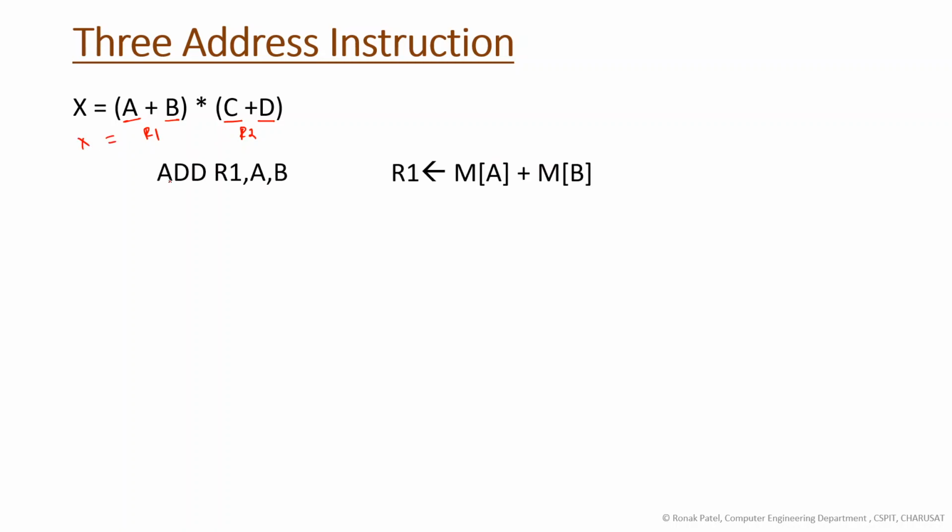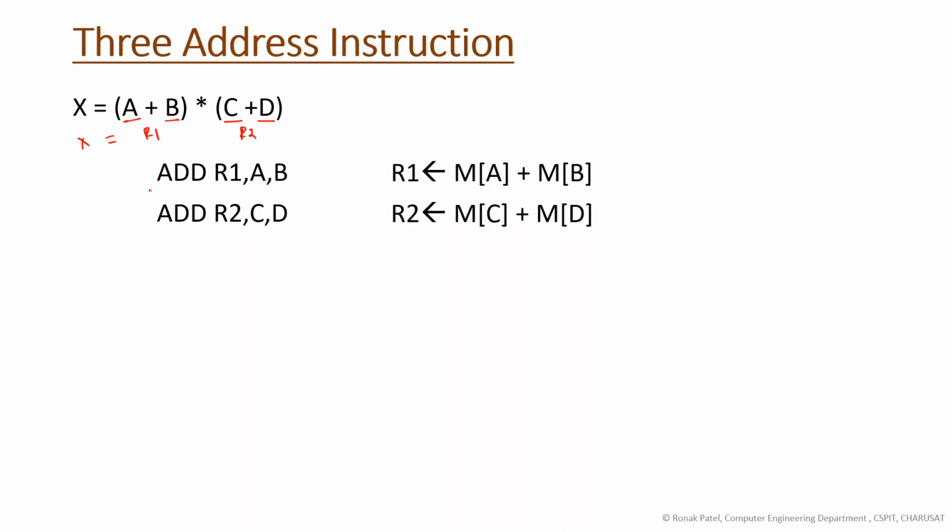Let's see this. So add R1 comma A comma B. So what will this instruction do? It will take the value from memory address A plus memory address B, add them, and store the result in R1. This is called an instruction. And to perform this instruction, we need to specify the control word that we have seen previously.